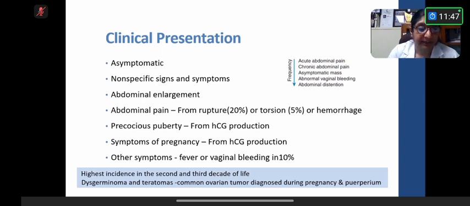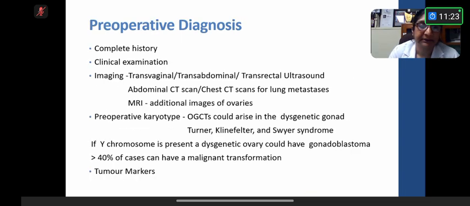also abdominal enlargement. So some of these tumors, as we know, secrete HCG, and they can present with precocious puberty, or symptoms of pregnancy because of the HCG production by some of these tumors. Fever or vaginal bleeding is seen in 10% of the cases. So the highest incidence is in the second and third decade of life, and the most common are dysgerminoma and the teratomas. So how to go about the diagnosis of these patients preoperatively?